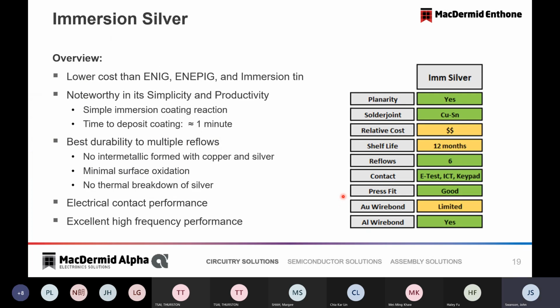Immersion silver, I would say what is noteworthy about immersion silver is its simplicity. Very simple process. If you are a printed circuit board producer, it's one of the simplest, fastest, easy to use processes. The coating goes down quickly, in about 1 minute. And the coating here, as I'm showing, is very durable to multiple reflows. Good electrical performance, and later we'll talk a little bit about performance at high frequency.